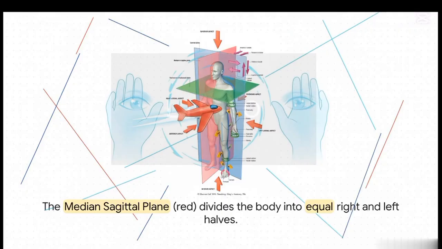As you can see with this red plane, the median sagittal cut goes right down the center. It separates your right arm from your left, your right eye from your left eye, and this midline, this imaginary line, is going to be a super important reference point in just a moment.